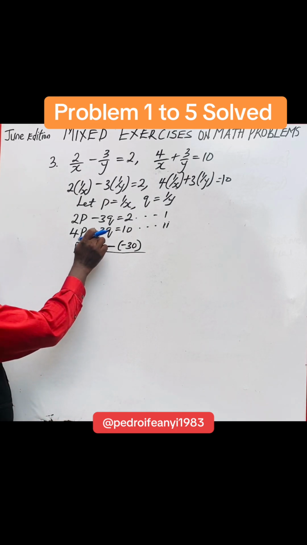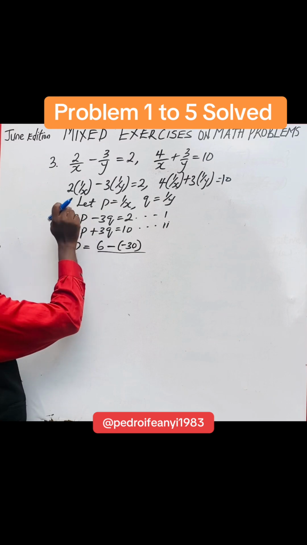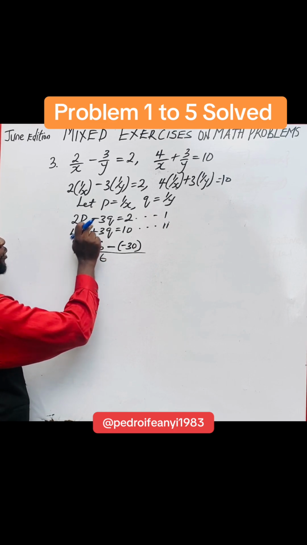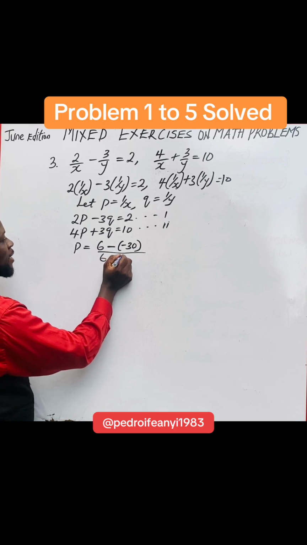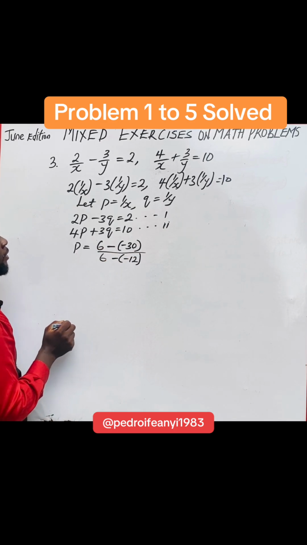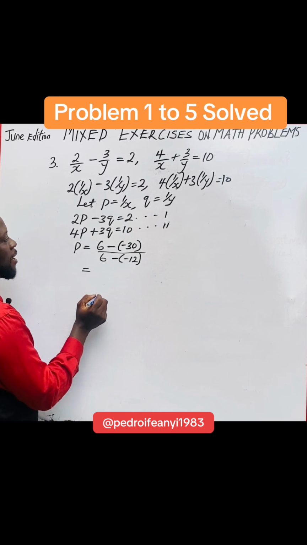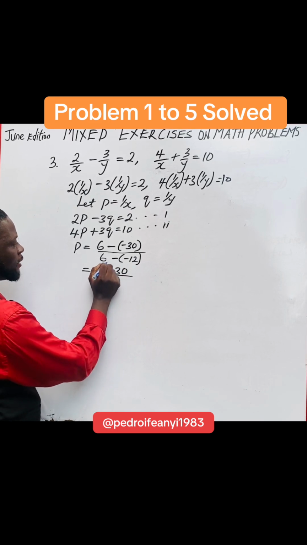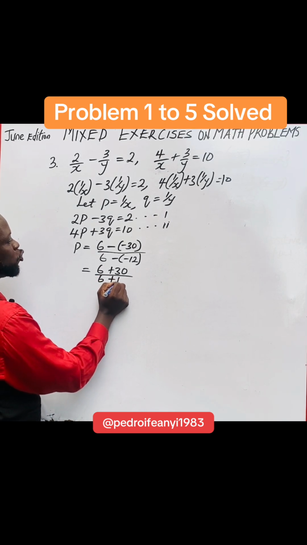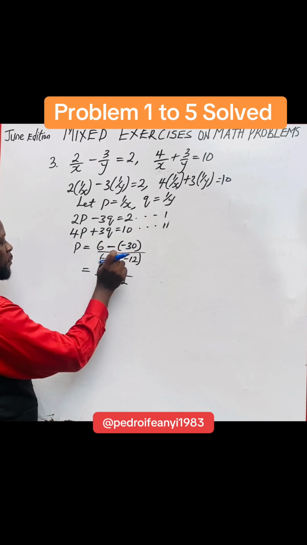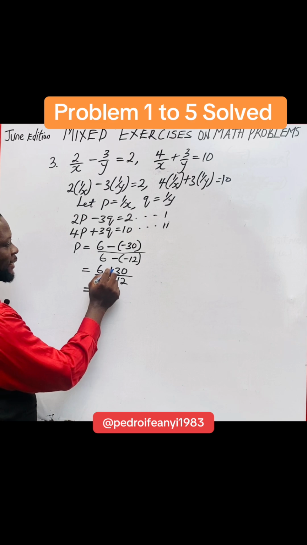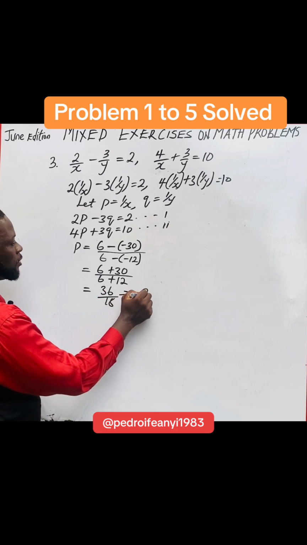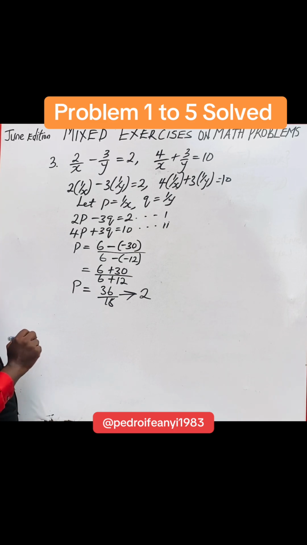The denominator, you go where you started from. 3 times 2, you have 6. Then this one, 4 times this, we have minus 12. So we've gotten it, the value of P is done. So we have 6 plus 30 divided by 6 plus 12. Minus minus is plus. So 6 plus 30 is 36, divided by 18, which implies 2. So P is 2.